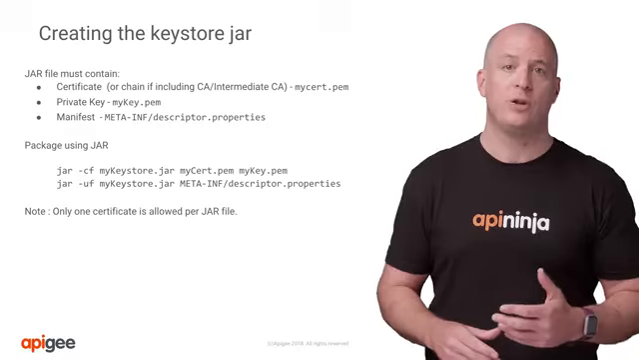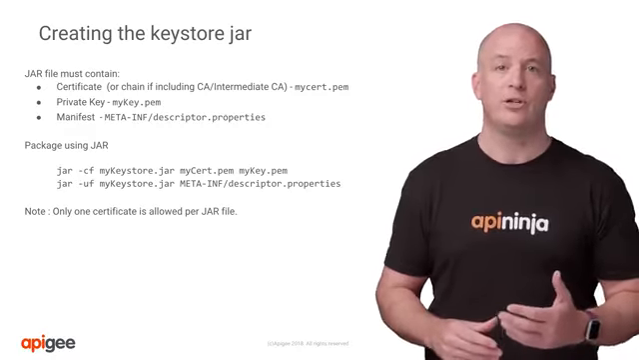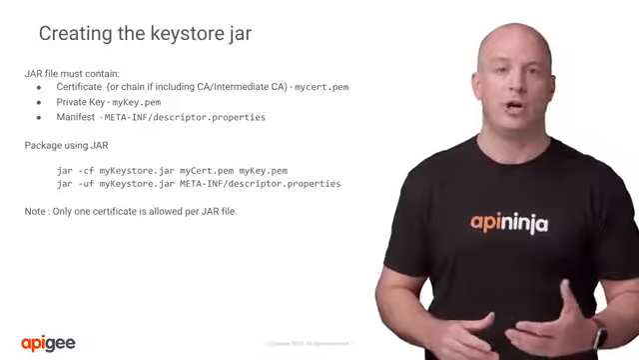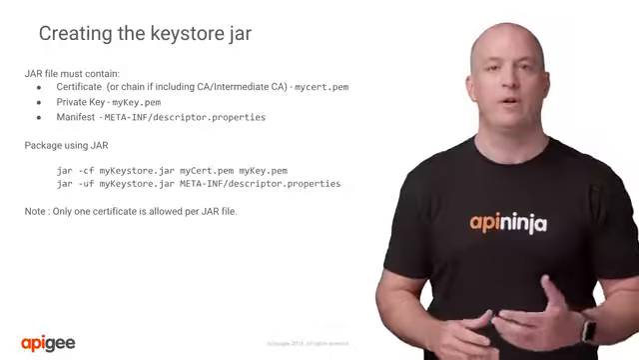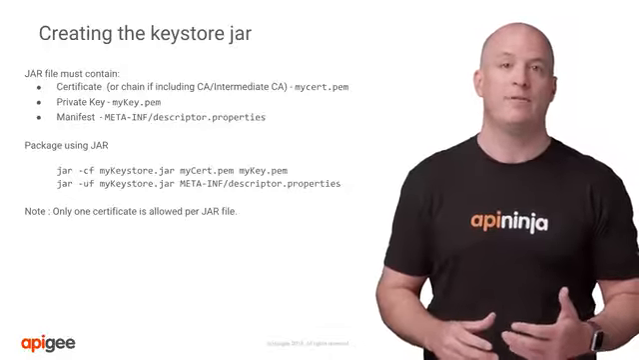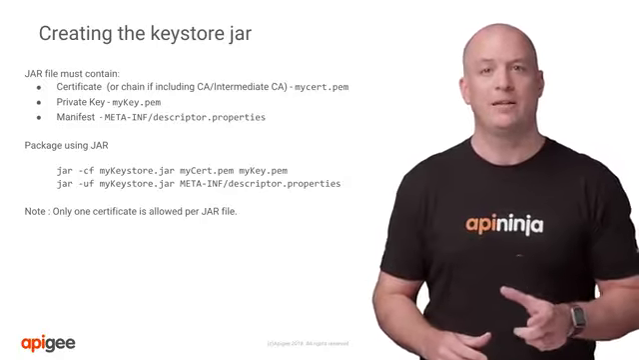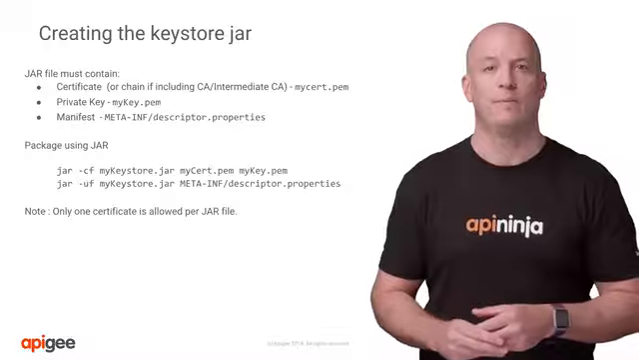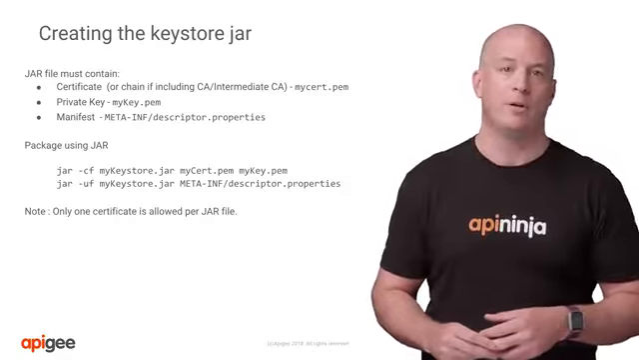To package the jar, you follow a two-step process. First, add the certificates using the jar command. Here we use jar -cf, create with these files, and include the name of the certificate and the private key files. Next, we update the jar, this time adding the manifest. jar -uf, update with the files, and provide the path to the descriptor.properties file. At this stage, your key store jar is complete and ready to be uploaded.